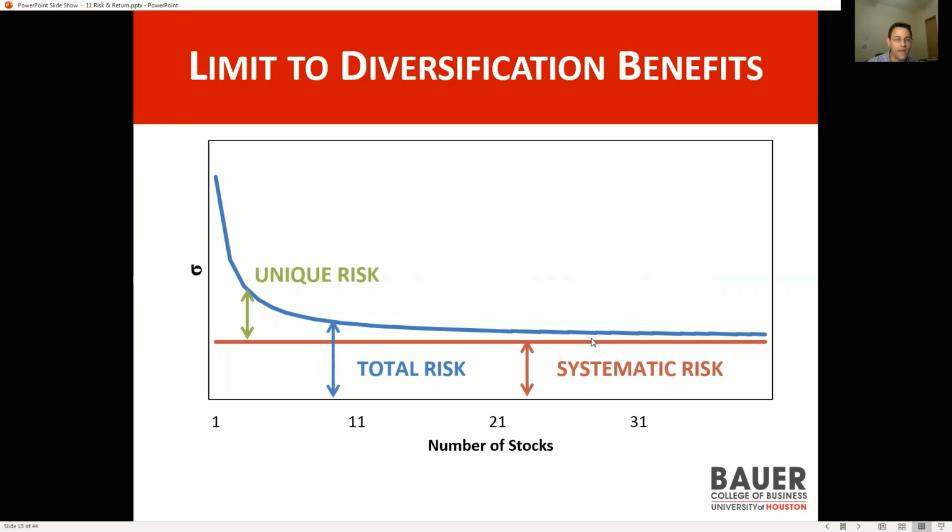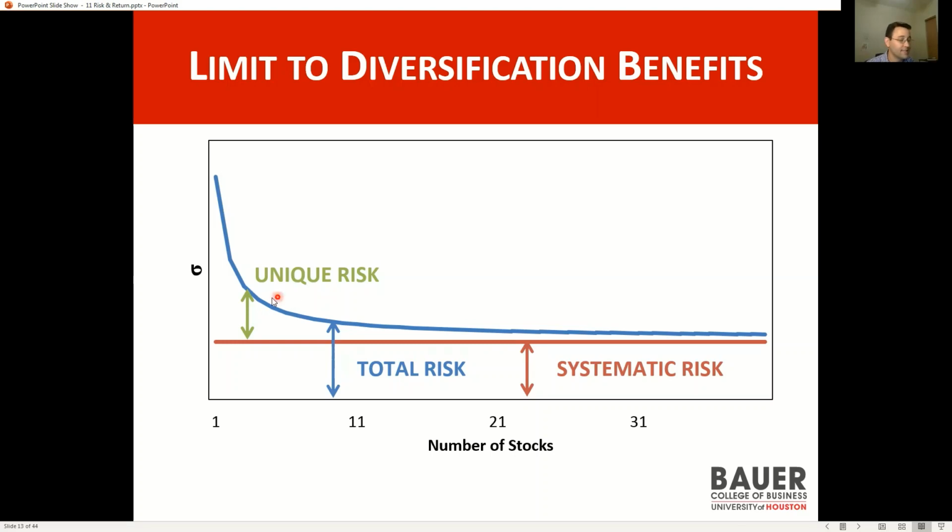You don't need like 1,000 stocks. You can see that the total risk converges pretty well with only like 20 stocks. It converges to the systematic risk in the portfolio. Okay, so you get a lot of bang for your buck with just a handful of stocks. I can get rid of all of that casino type risk.